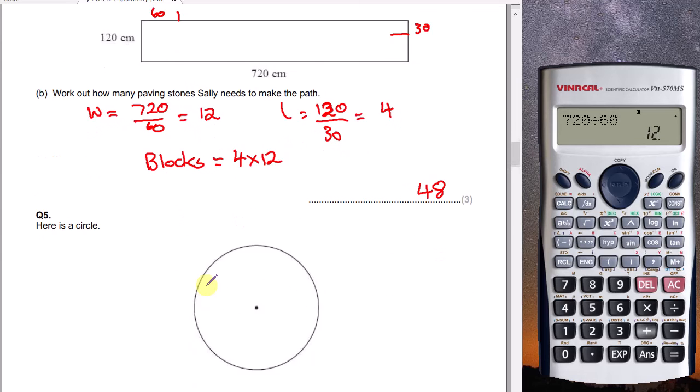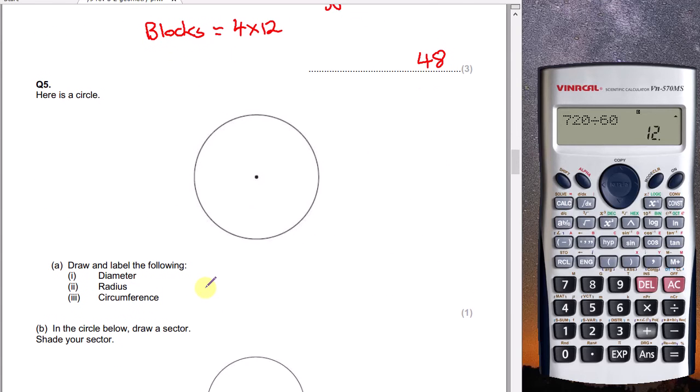Okay, into circles. Draw and label the following. Now this is a modification to the original question. The original question was to measure the diameter. Not knowing how big your printout's going to be, we can't put that question in. But if you're to measure a diameter, the diameter goes across a circle through its centre, and you must go through the centre when you measure. So that's my diameter.